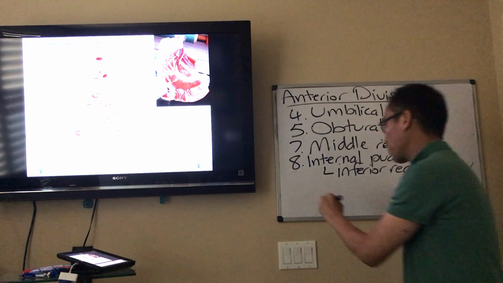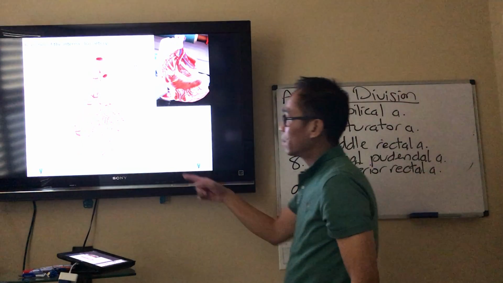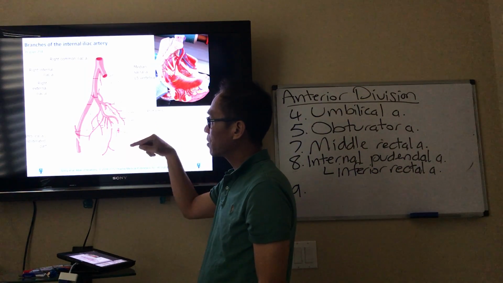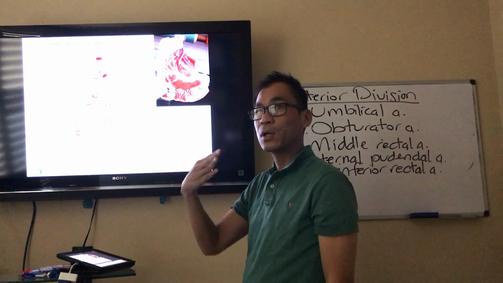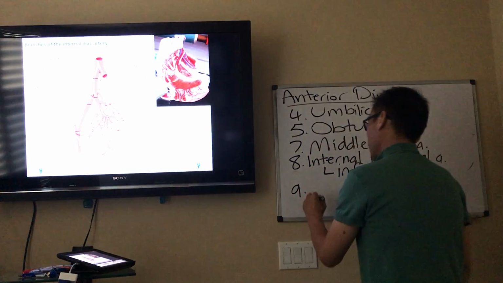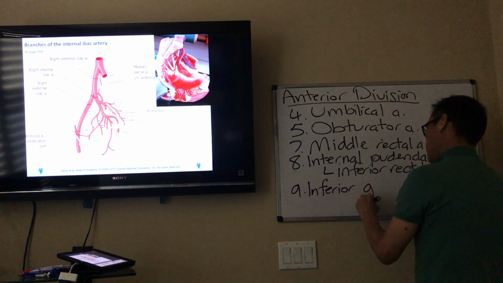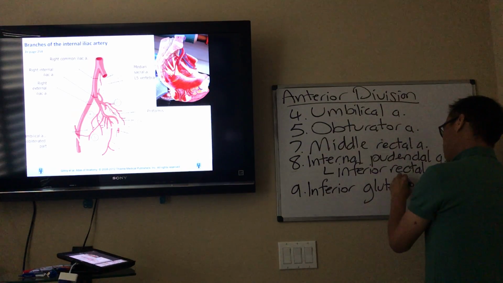The last branch, number 9. This branch right there is exiting inferior to the piriformis. It's the inferior gluteal artery, number 9. Inferior gluteal artery.